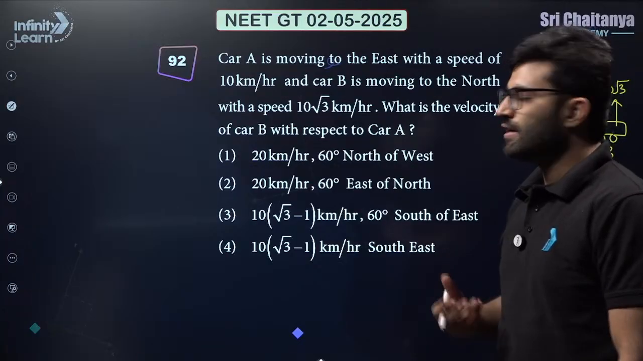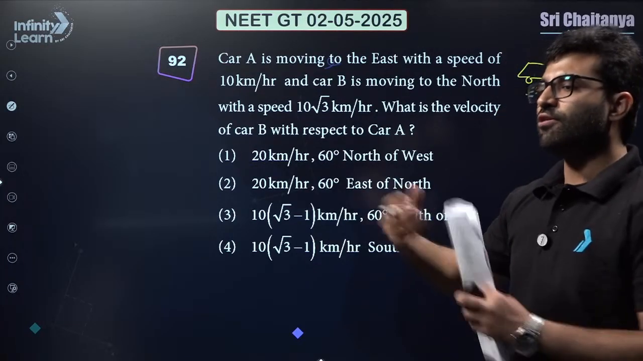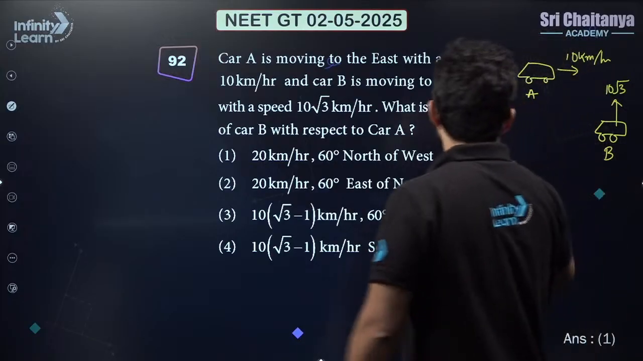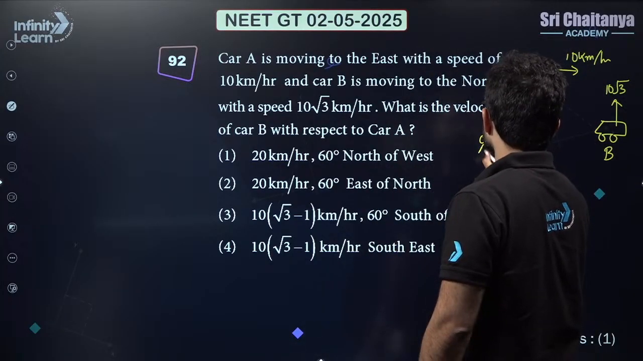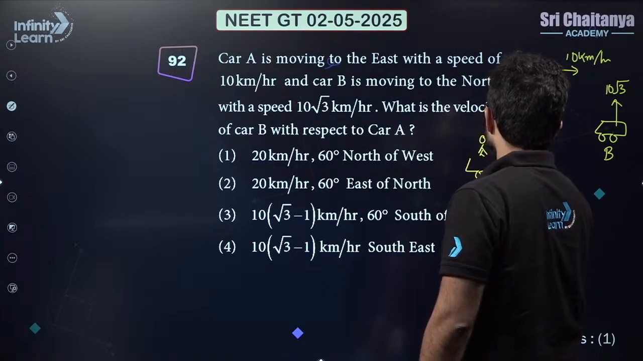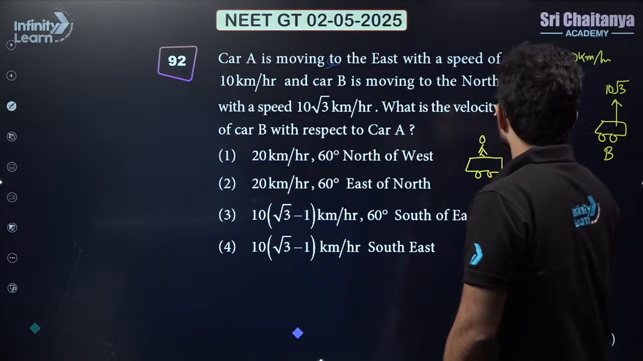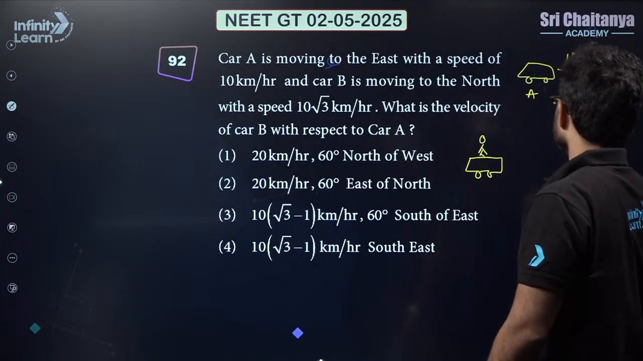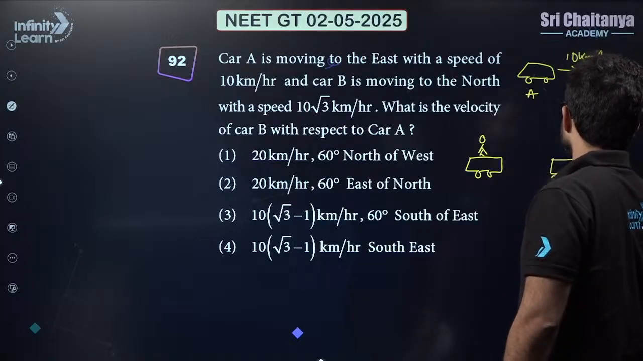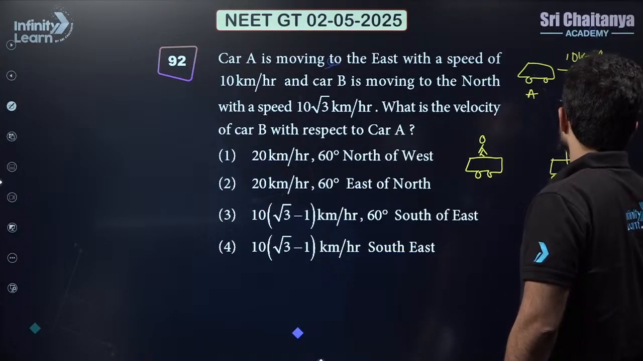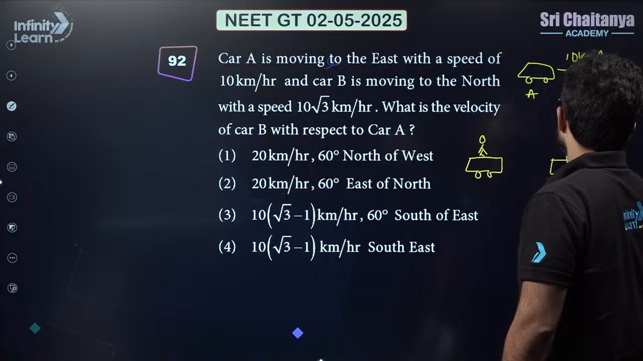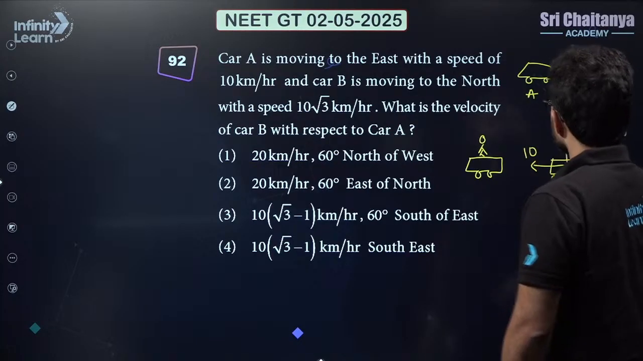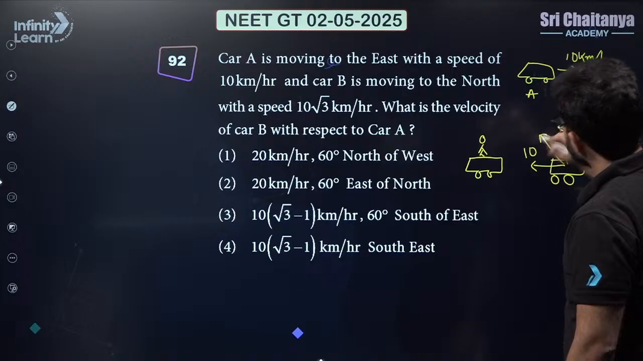Whenever they ask you with respect to, what do you do? You sit on one and try to analyze the motion of the other, right? Understood? So I'll sit on A, car A. And what will I do? I will give this velocity in the opposite direction to car B, right? So let's say this is my car B. It was moving with 10 root 3 and now it has another velocity in the direction opposite of this, which is 10, right? So my resultant would be somewhere here, correct?